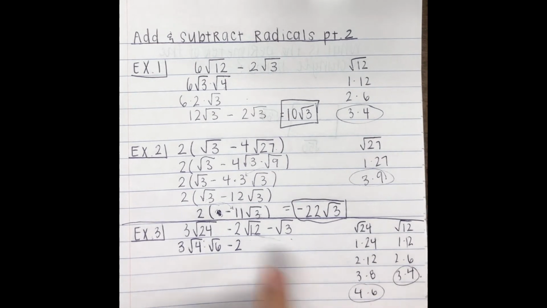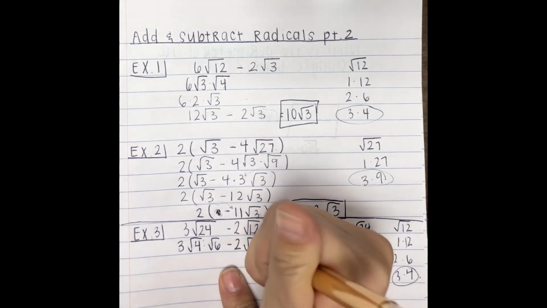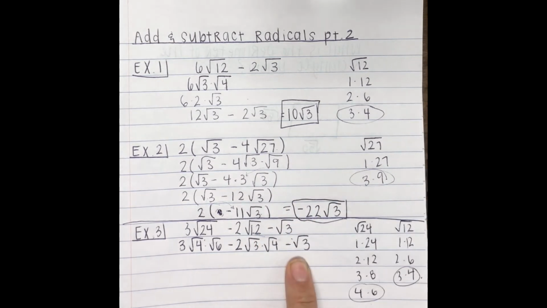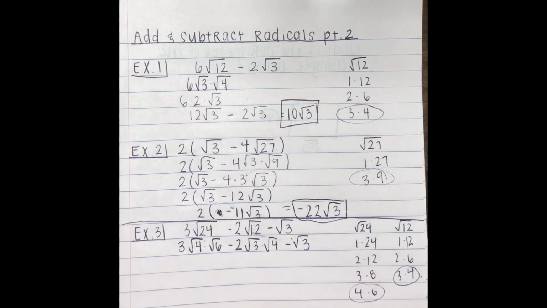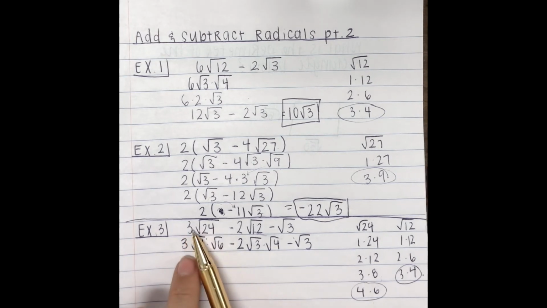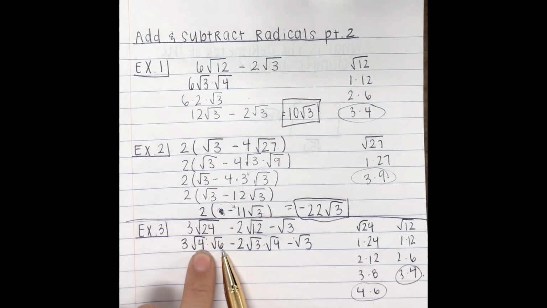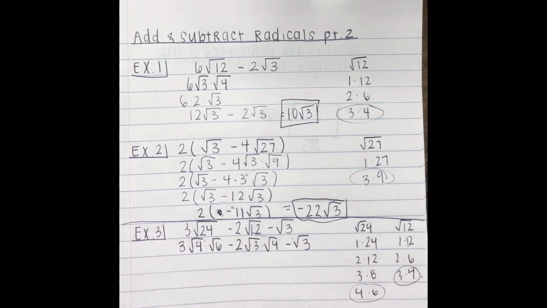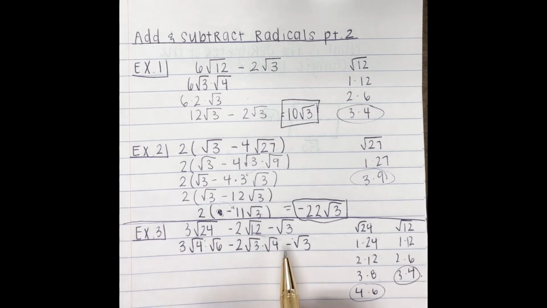So we're going to rewrite square root of 12 as the square root of 3 times the square root of 4. And then we're bringing down minus square root of 3. Okay, so I haven't changed anything. All I did was replace square root of 24 with square root of 4 times square root of 6, because 4 times 6 is 24. And we wrote square root of 12 as square root of 3 times square root of 4, because 3 times 4 is 12. Now we want to simplify our perfect squares.